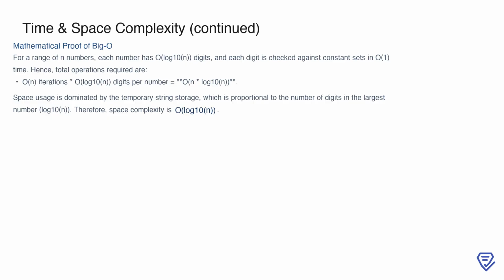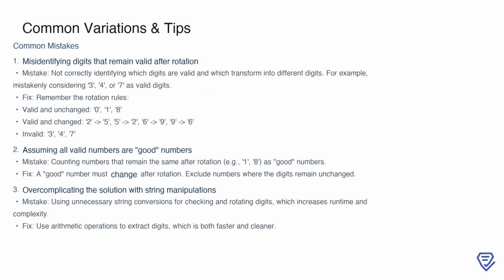handling large inputs efficiently. In this section, let's address some common mistakes to avoid when solving the rotated digits problem. First, there's the issue of misidentifying which digits are valid after rotation. Remember, the digits 0, 1, and 8 remain unchanged, while 2 becomes 5, 5 becomes 2, 6 becomes 9, and 9 becomes 6. Digits like 3, 4, and 7, however, are invalid because they can't form valid numbers when rotated.